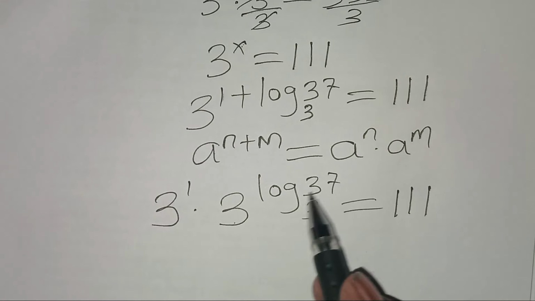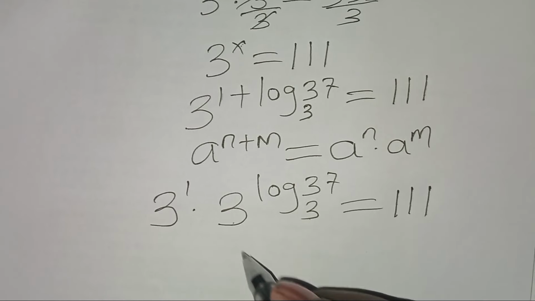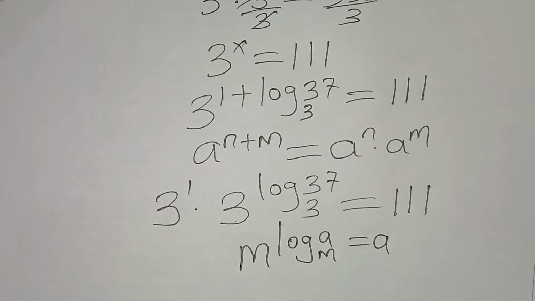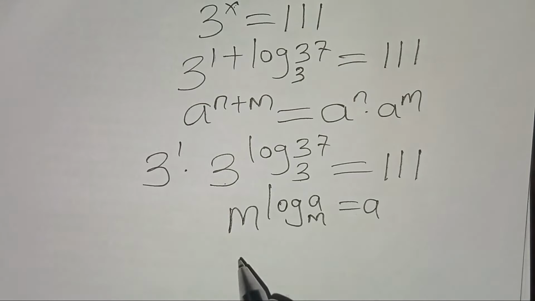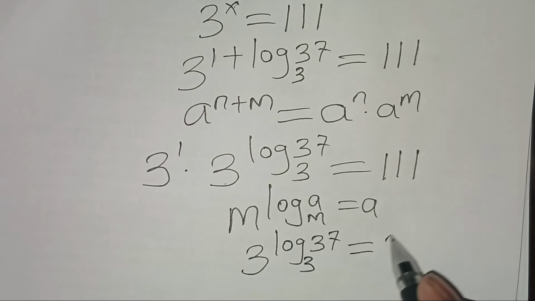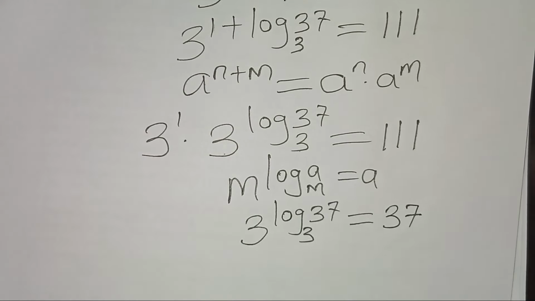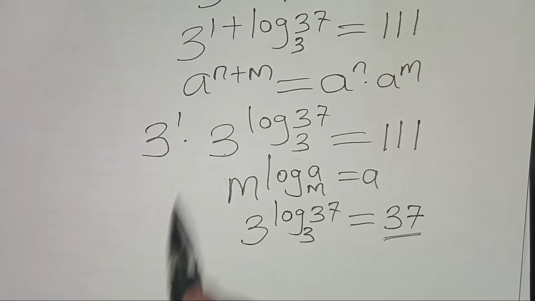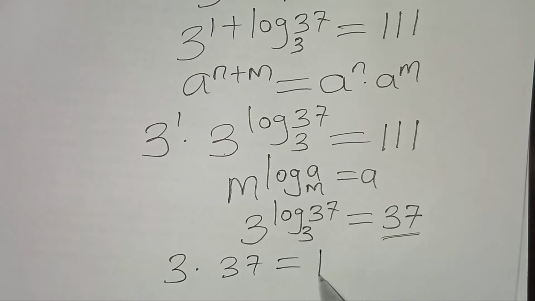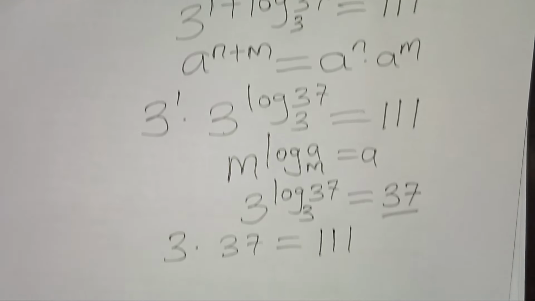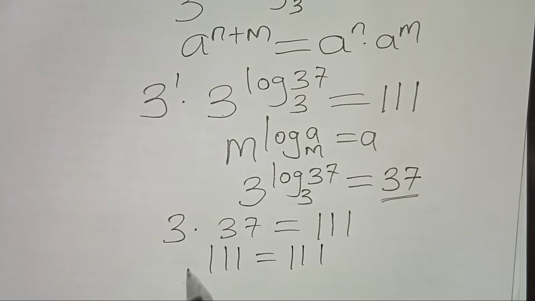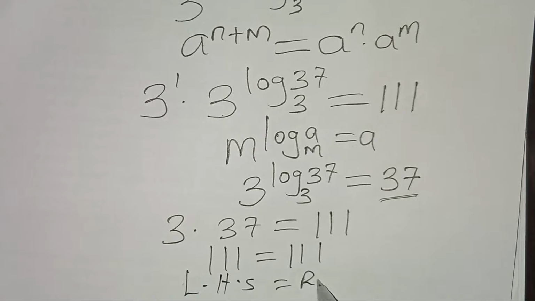So 3 to power log 37 to base 3 is in the form of m to power log a to base m, which is equal to a. Applying this property, 3 to power log 37 to base 3 should give us a value of 37. Substituting this value of 37, we have 3 multiplied by 37, which should give us a value of 111. So 37 times 3 is 111, and this means that the left-hand side is equal to the right-hand side.